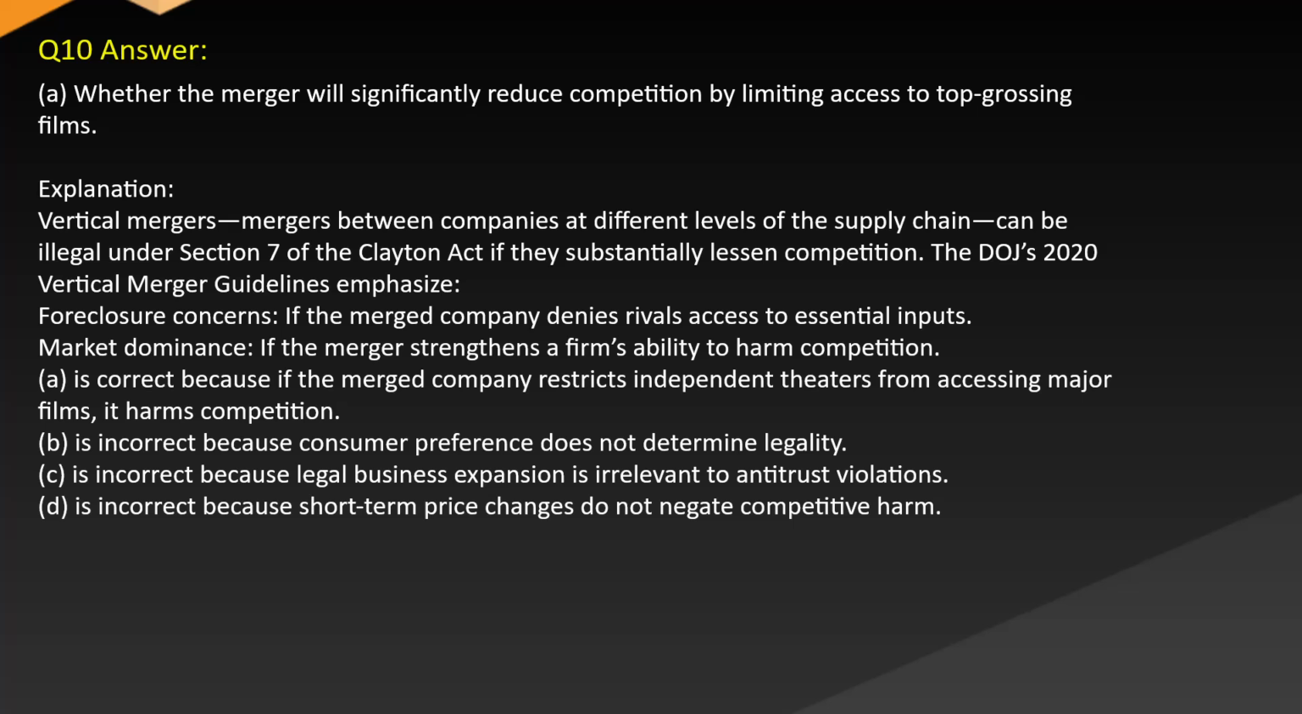B is incorrect because consumer preference does not determine legality. C is incorrect because legal business expansion is irrelevant to antitrust violations. D is incorrect because short-term price changes do not negate competitive harm.